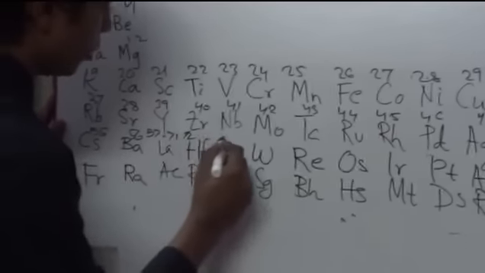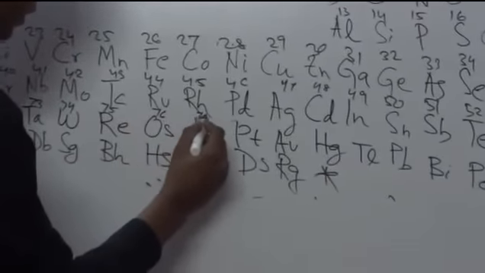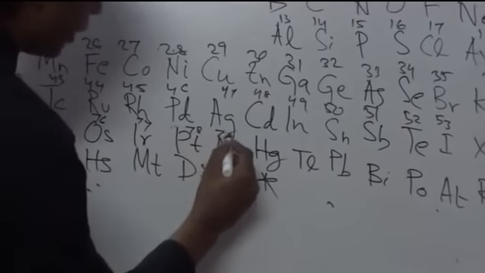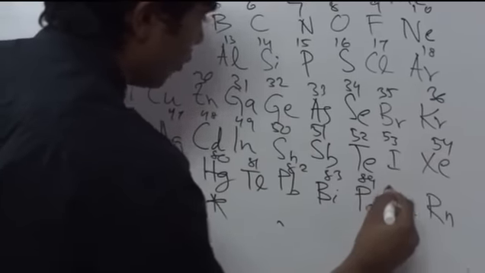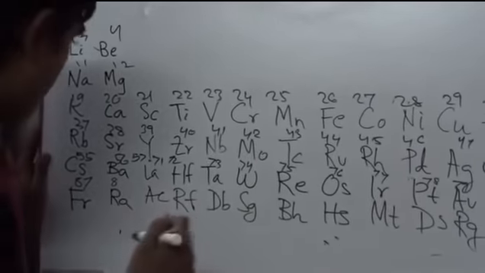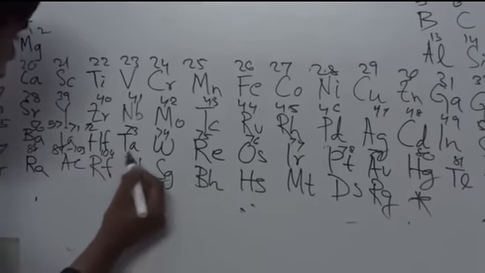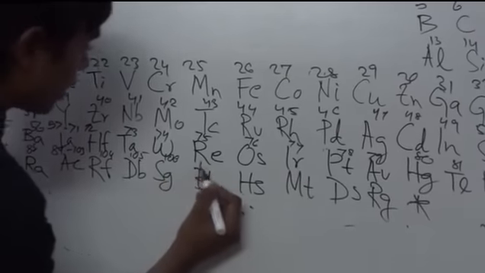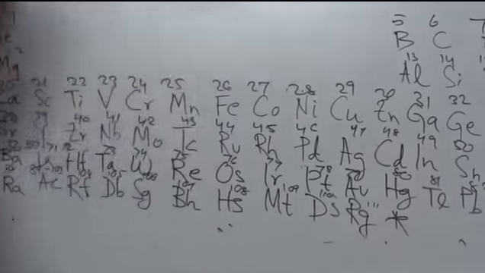72, 73, 74, 75, 76, 77, 78, 79, 80, 81, 82, 83, 84, 85, 86. Then comes 87, then 88. 89 to 103, you should remember this. 104, 105, 106, 107, 108, 109, 110, 111. So this is completely enough for the competitive exams.